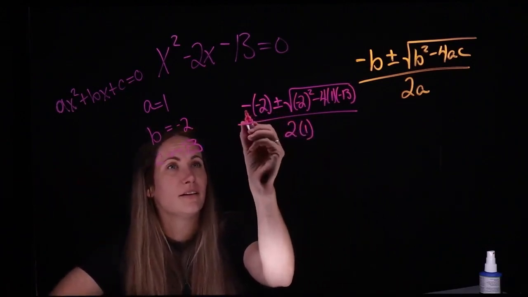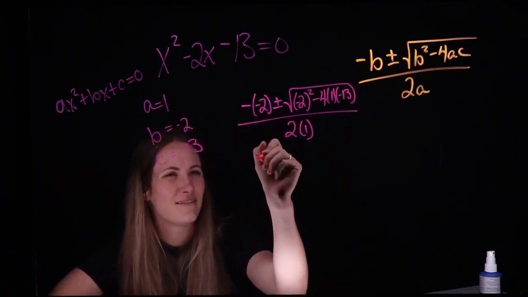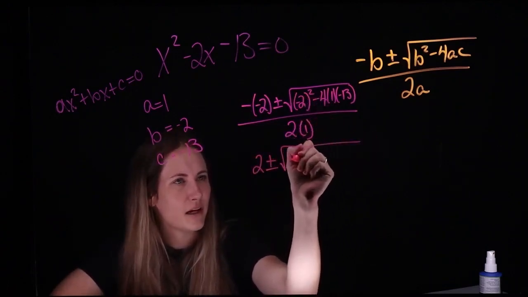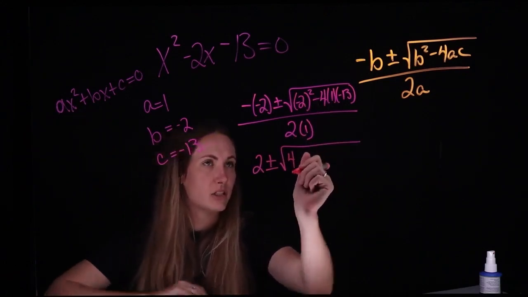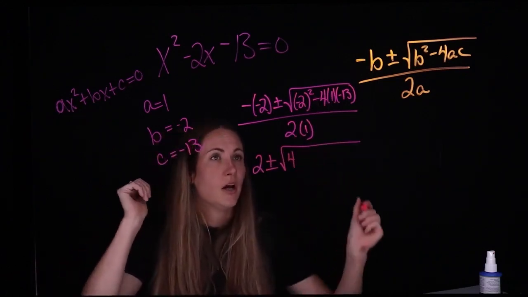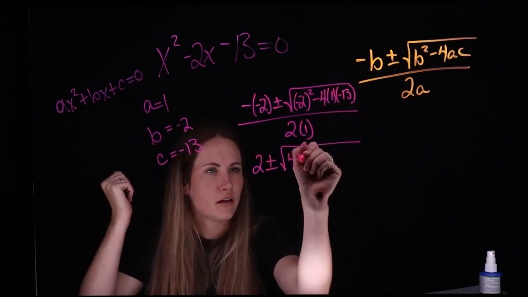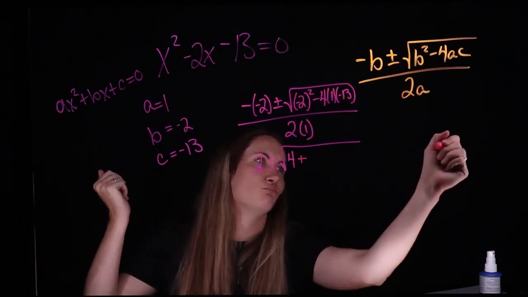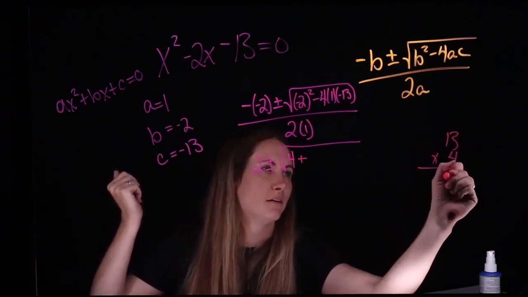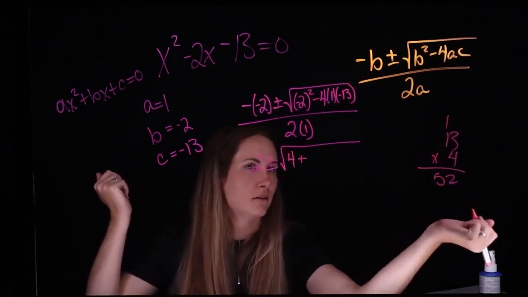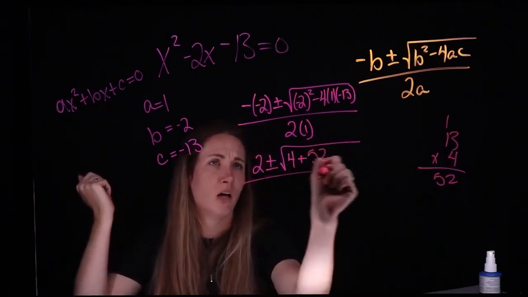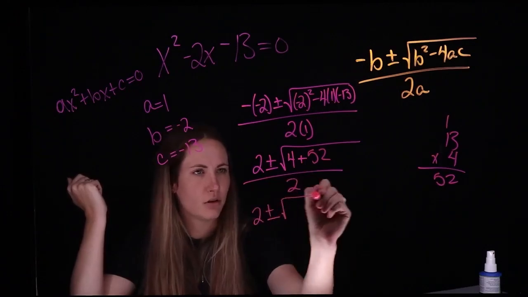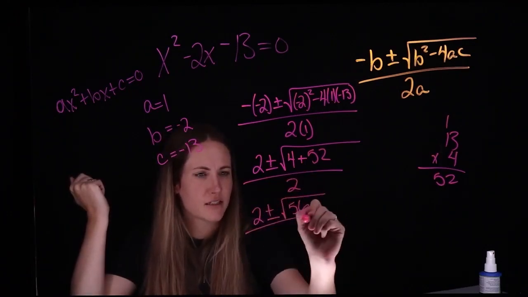So a negative times a negative is a positive 2, plus or minus the square root of negative 2 squared is going to be a positive 4, because negative 2 times negative 2 is positive 4. 4 times 13 is going to make it positive. 4 times 13 is 52. All over 2 times 1 is 2. So 2 plus or minus the square root of 56 over 2.